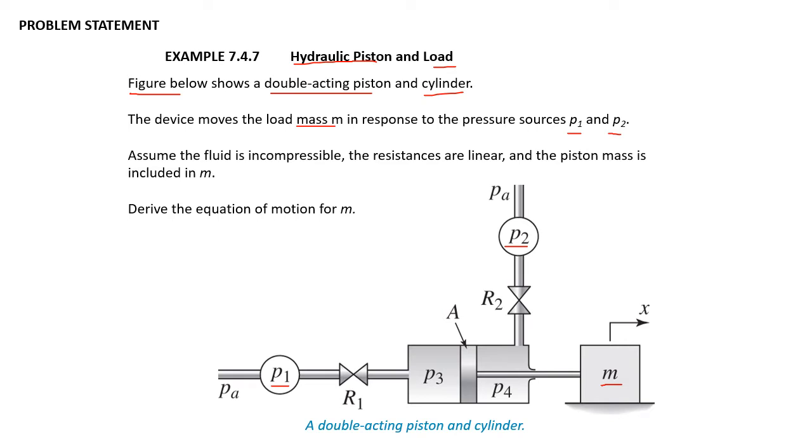We're supposed to assume that the fluid is incompressible, the resistances are linear, and the piston mass is included in the M down here. So this whole piston mass here is included in this M here. Now they ask us to derive the equation of motion for M.